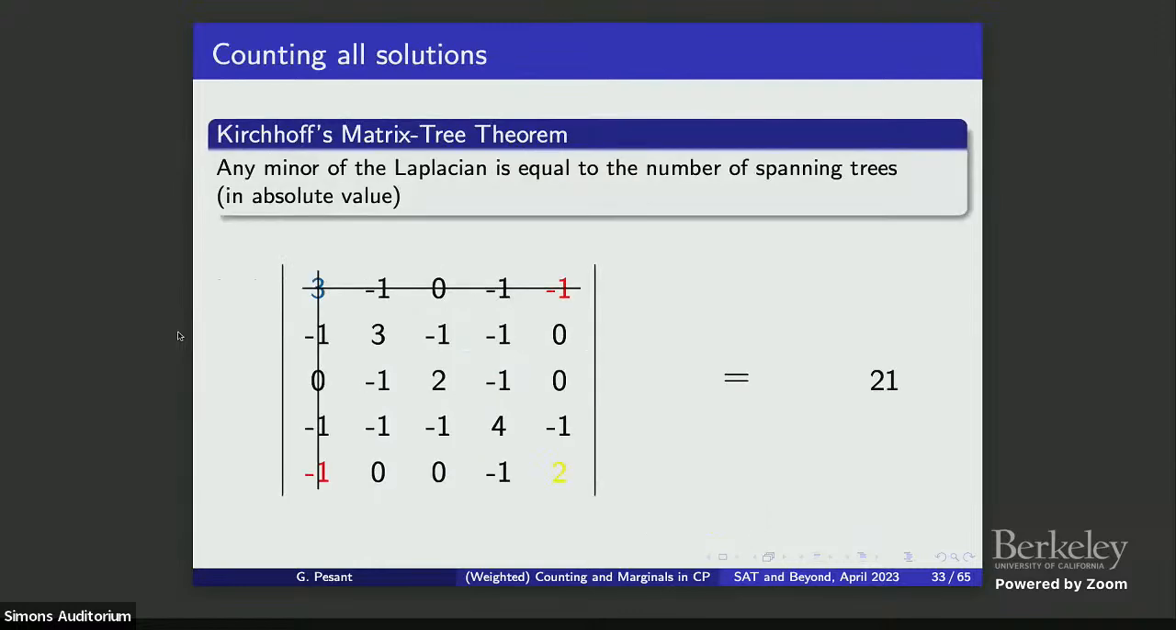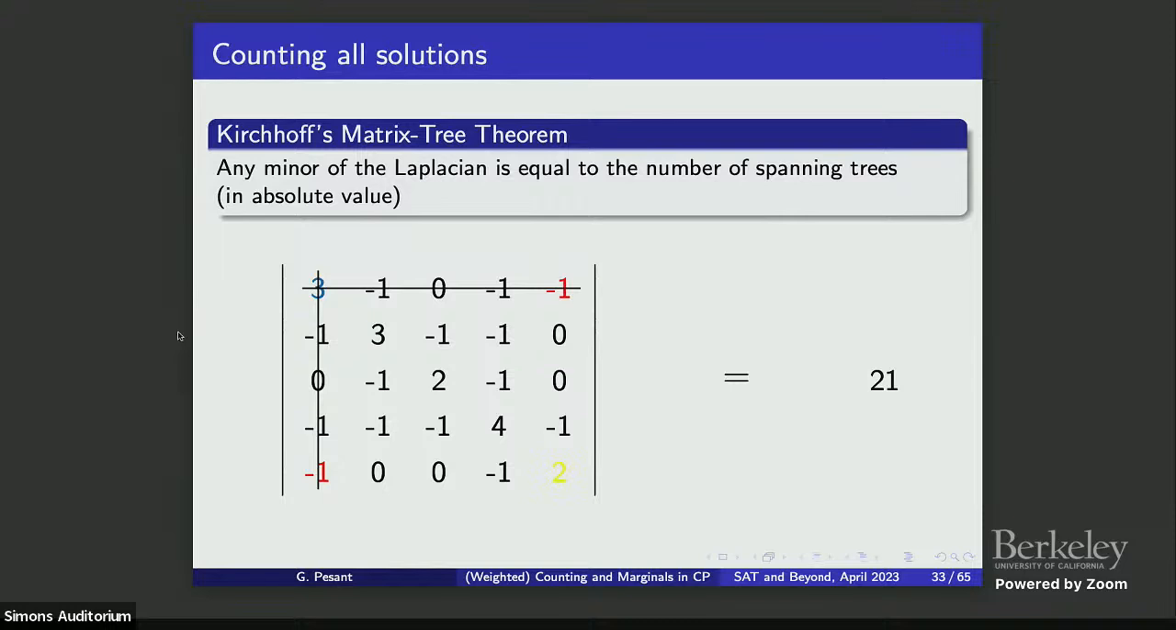So the result is that any minor of the Laplacian, so you remove one row, one column, and take the determinant, any row, any column, any minor is equal to the number of spanning trees in absolute value. Okay. So for example, here, I've taken out the first row, first column, taken the determinant: 21. Trust me, there were 21 spanning trees before.